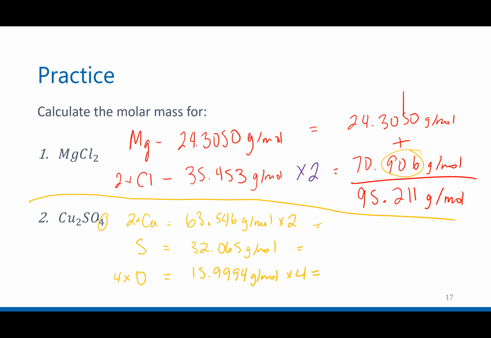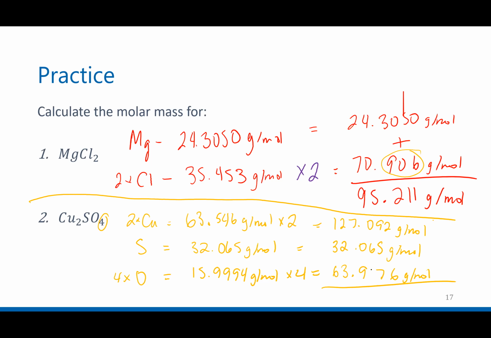I get 127.092 grams per mole. Sulfur stays the same. You don't have to put your units in every time as well. You can just put them in at the end if you want to save room. Okay, and 4 times oxygen. 63.9976.